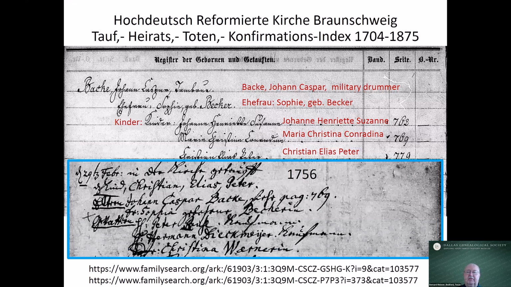And then in 1756, they have a son, Christian Elias Peter. You can see the indexer did this separately, sometimes after the fact, with very nice writing. And then the parish priest or his secretary had the handwriting for the actual records.